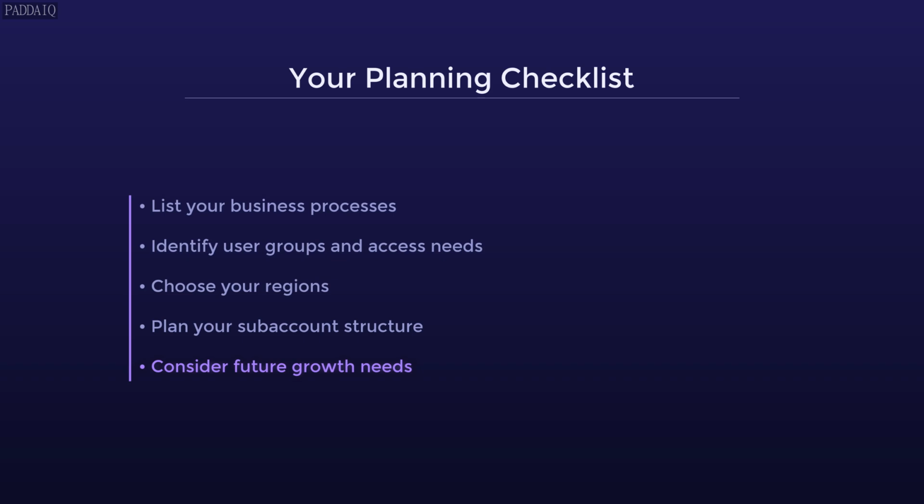Consider future growth needs. This means designing your BTP setup to handle increased users, data, or services over time without a major overhaul. For example, if you start with one app, ensure your architecture can support 10 more later. Building with scalability in mind saves significant time and cost down the line.